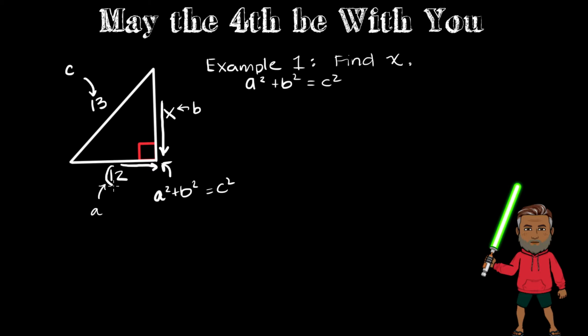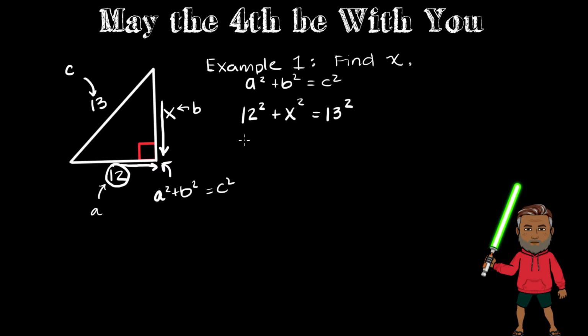So now we're just going to plug in the numbers. We're going to plug in 12 for A. So we're going to take that 12 and replace it where A used to be, plus we're going to take that B, whatever B is, which is X, and plug it in for B, and we're going to take out what C is and plug it in. That 13 takes the place of C. And now we have an equation that we can actually solve to find that third side.